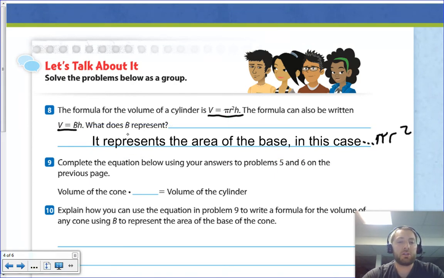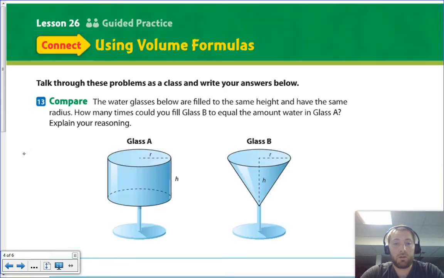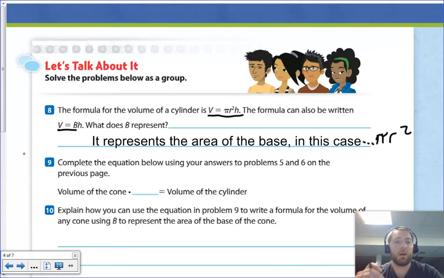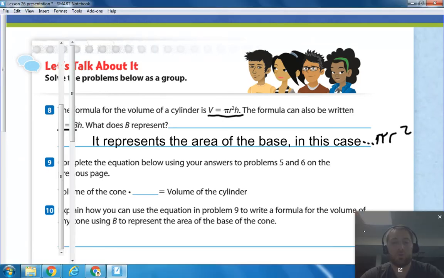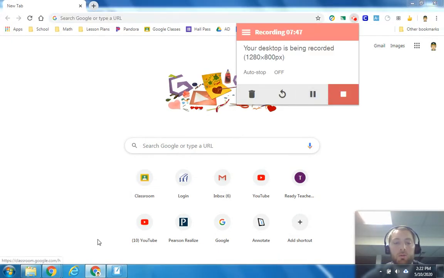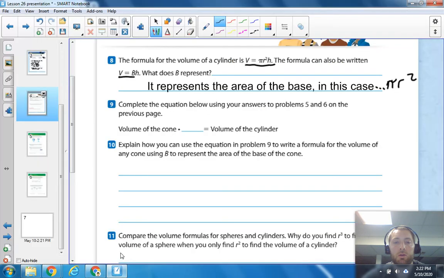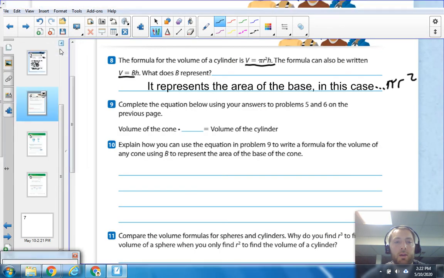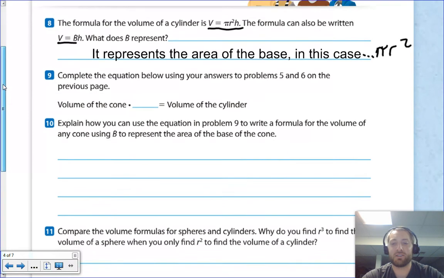Number 9, complete the equation using your answers to the problems 5 and 6 on the previous page. So, whoa, did not mean to do that. Sorry about that. One second here. Okay, should be working. Sorry, technical difficulties there.